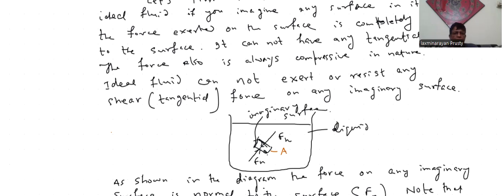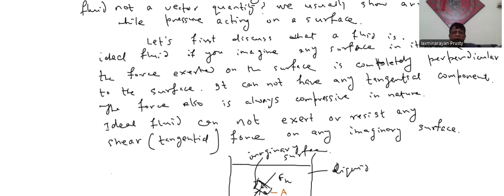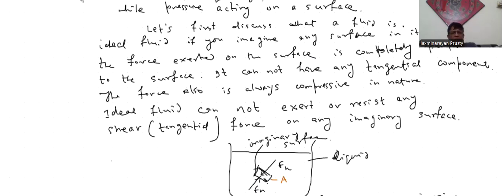Now, I'll discuss why there won't be any tangential force. This is the basic definition of an ideal liquid. A liquid can neither exert, nor withstand, nor resist any shear force or any tangential force on any imaginary surface. If it exerts shear force or tangential force, it is not ideal. Simple, it's a very fundamental point.